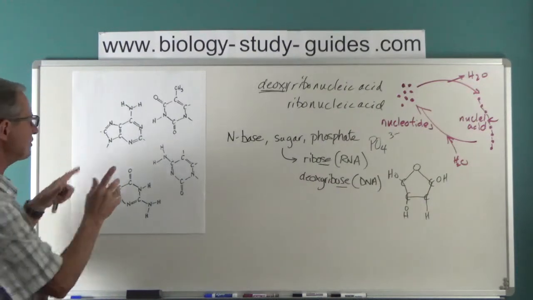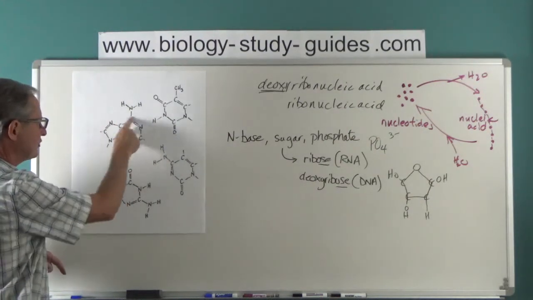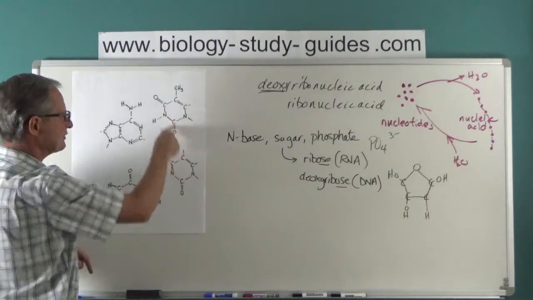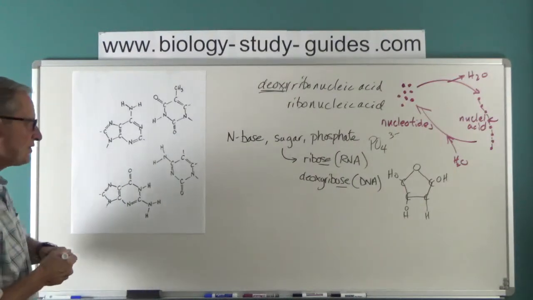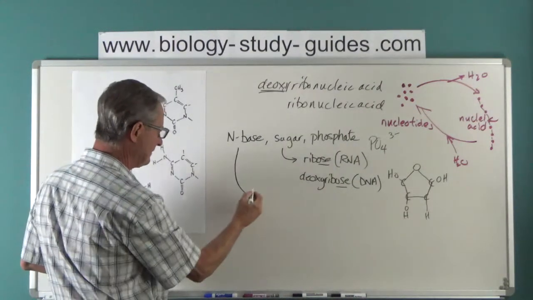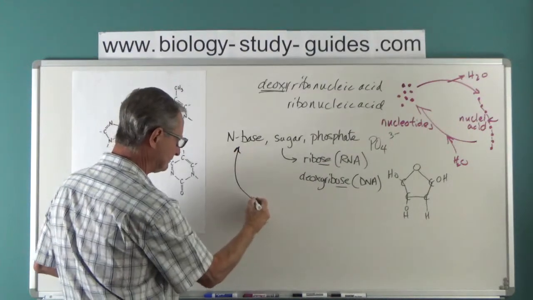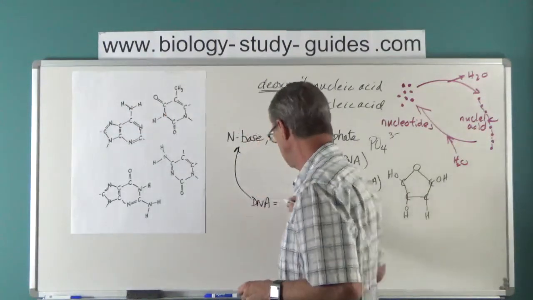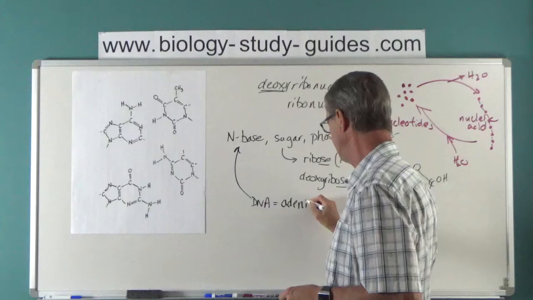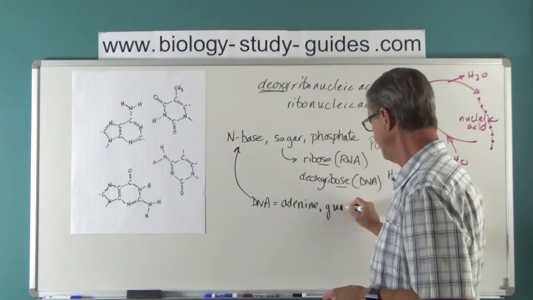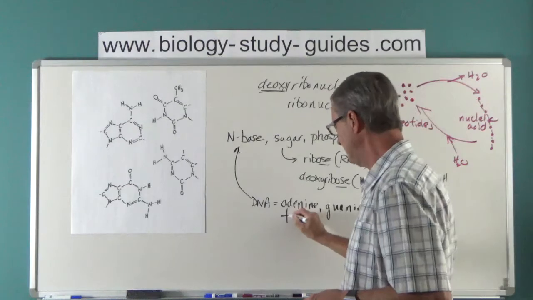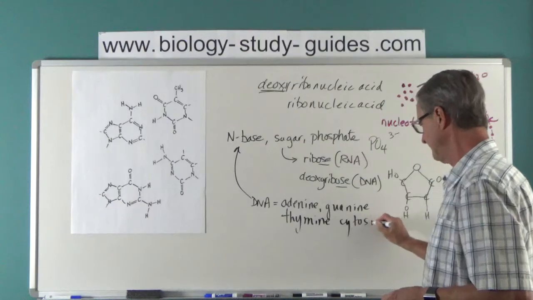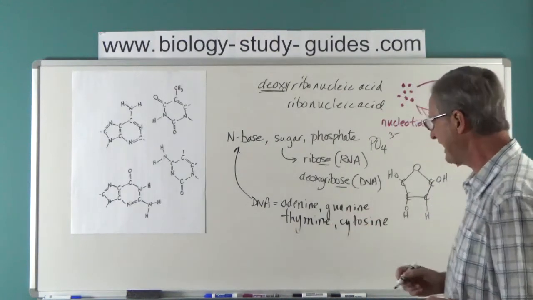But look at these 4 bases. This is a double ring structure. This one's a double ring structure. This is a single ring structure. This one's a single ring structure. The bases in DNA are adenine, guanine, thymine, and cytosine. Notice they all have INE endings.